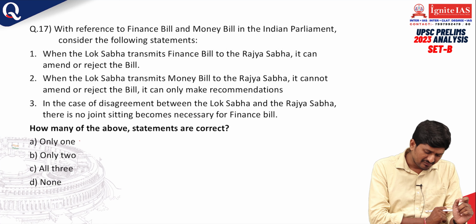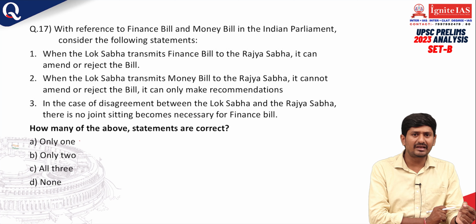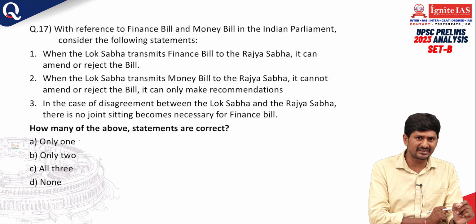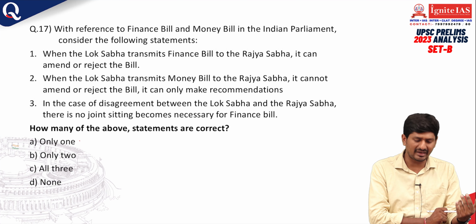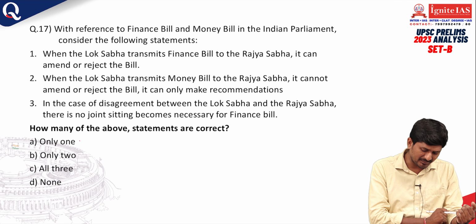First one, when the Lok Sabha transmits the finance bill to the Rajya Sabha, it can amend or reject the bill. In fact, finance bill cannot be amended, cannot be rejected. Financial bill is different, finance bill is different. Okay, right. And when the Lok Sabha transmits the money bill to the Rajya Sabha, it cannot amend or reject the bill, it can only make recommendations. This is also a right statement. Okay, this is the right statement.